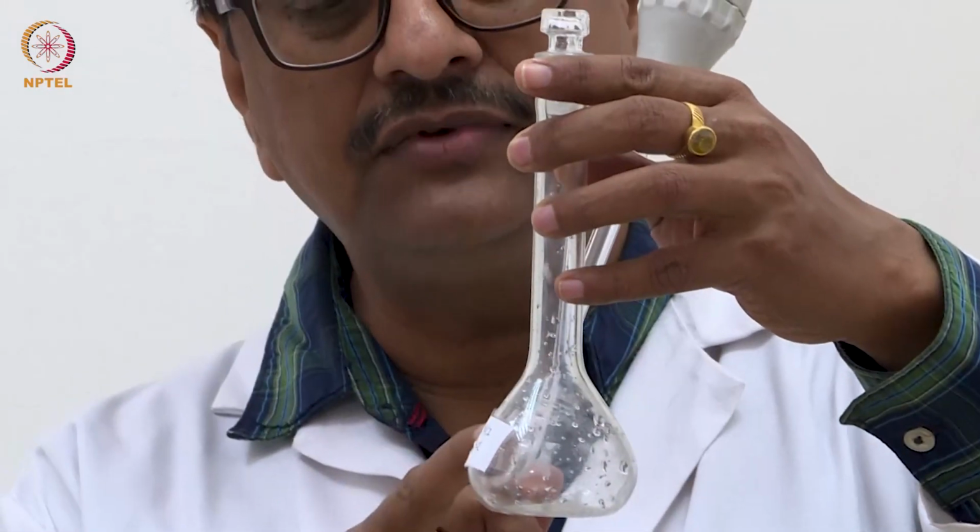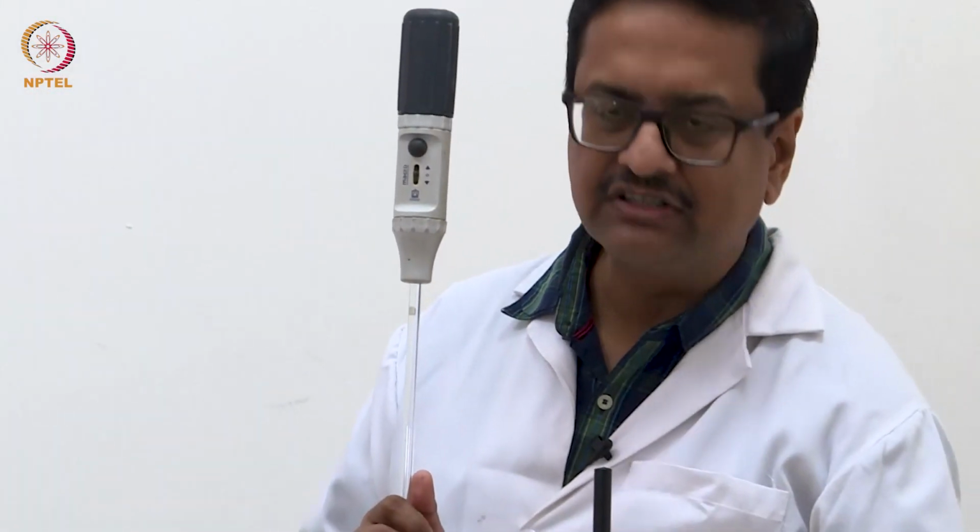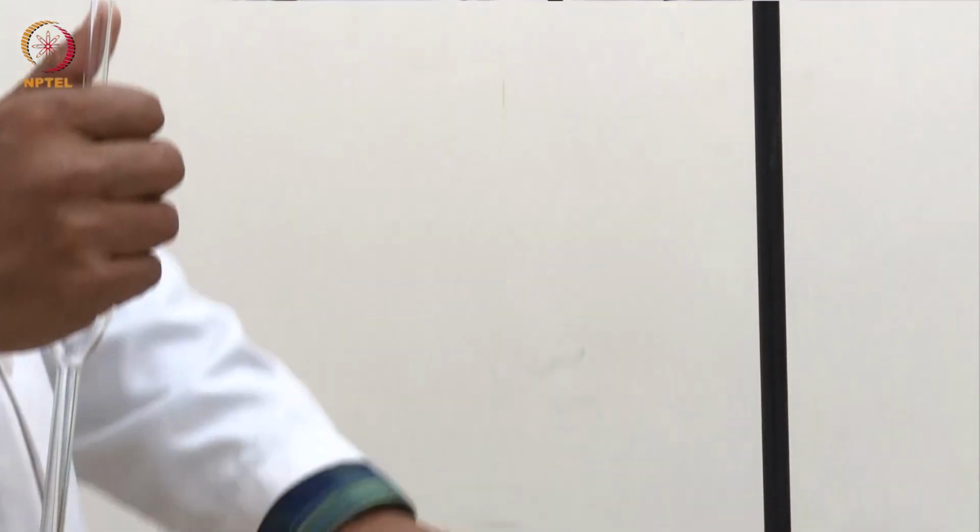Then we will pipette out 50 ml from here, put it in the next volumetric flask which is marked as N by 4, and make it up to the mark, so that will become N by 4 solution. Like that, from the first to the second, second to the third, third to the fourth, we will make a total of 8 solutions. So, let me start with this one normal HCl solution.